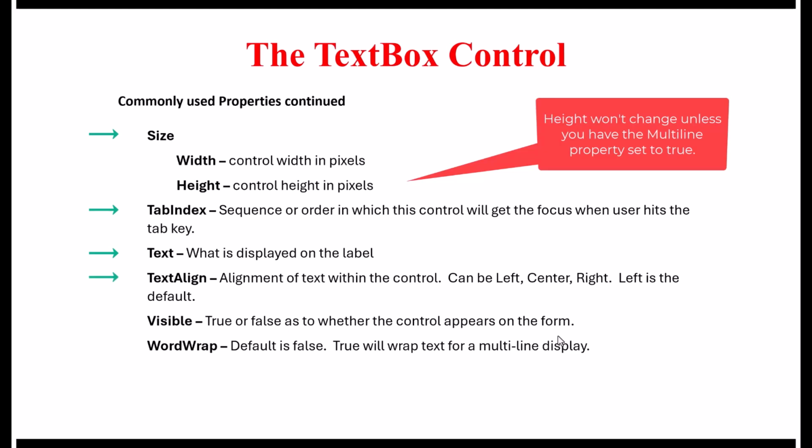There's a text alignment. You get alignment of text within the control. It can be left, center, or right. Left is the default. Visible: this is true or false for whether the control will appear on the form. This is defaulted to visible, true. And we have a word wrap. The default is false. If true, it will wrap the text for a multi-line display.